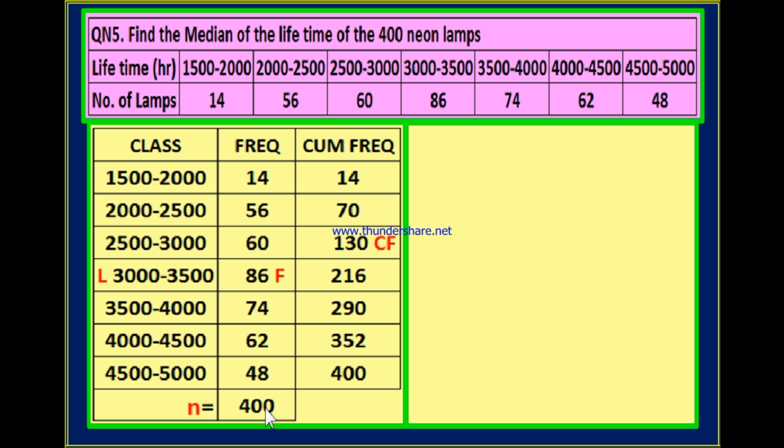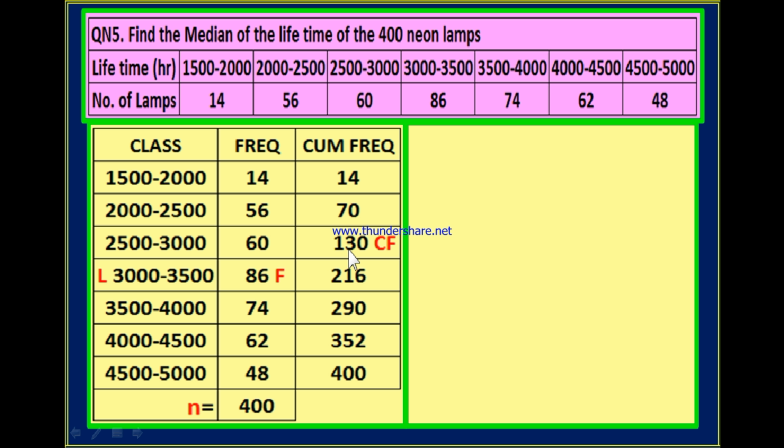After finding the sum of the frequencies, that is after getting the n value, you find n by 2. n by 2 means 400 by 2 is 200. Now, you have to pick up the median class. How to get the median class? Median class is nothing but the class in which the n by 2 score may lie. You see, n by 2 value is 200. Therefore, you have to pick up a class which has the 200th score.